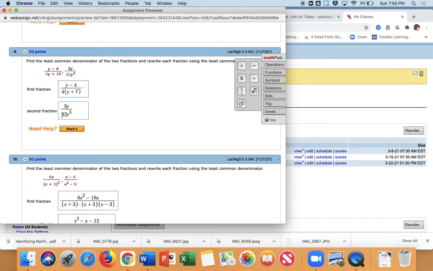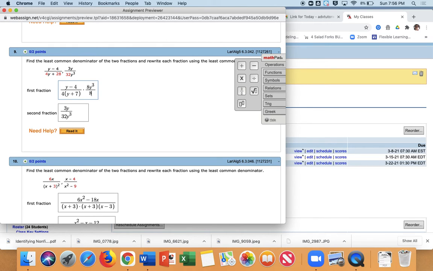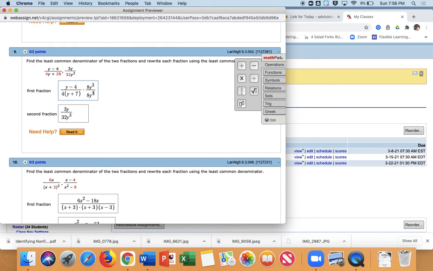Notice I have numbers, I have y's, and I have a y plus 7. So what I would want to do is make the numbers the same. So how do I make a 4 into 32? I'd multiply it by 8. So that's where I get 8 over 8. And now notice it has this y cubed, so I'd want to multiply it by y cubed. So now my denominator would have 4 and an 8, a 32, y cubed times a y plus 7.